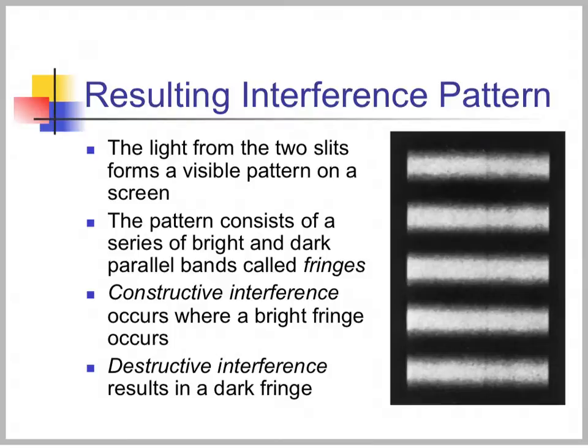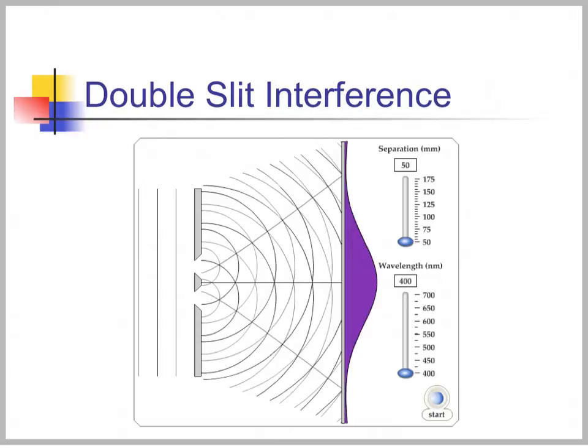And the pattern consists of a series of bright and dark parallel bands called fringes. Constructive interference occurs where a bright fringe occurs, and destructive interference results in the dark fringes. So for example, if I had a light wavelength of maybe 400 nanometers, so purple light, and it was coming through, each individual slit is going to form these circular wave patterns coming out. And where a trough and a crest cross along this right here, we get destructive interference. But where we get crests lining up, when they're in phase with each other, we're going to get constructive interference.